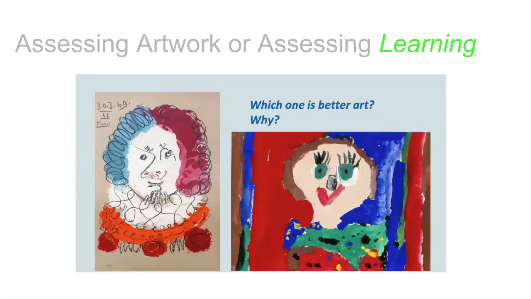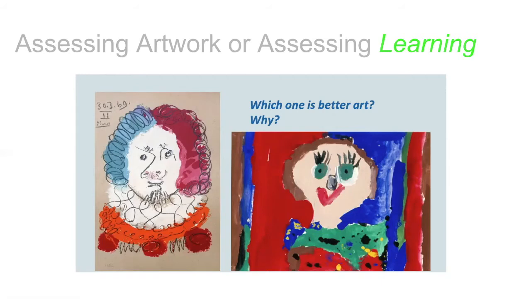Now, you will have heard it said many times that art is subjective, and we've got an example here of two fairly similar artworks. The one on the left is by Picasso and the one on the right is by a young child. Now, in terms of assessing the artwork, if I asked you which one is better, that would be your subjective opinion. If we're assessing the learning, then again, we need to know what the learning was.